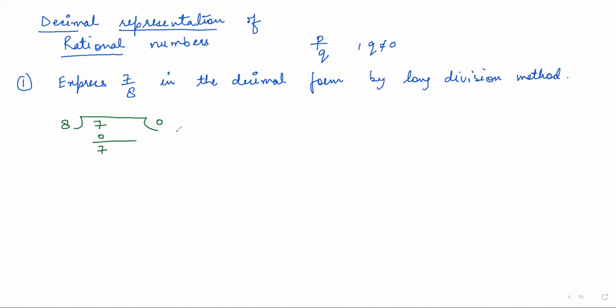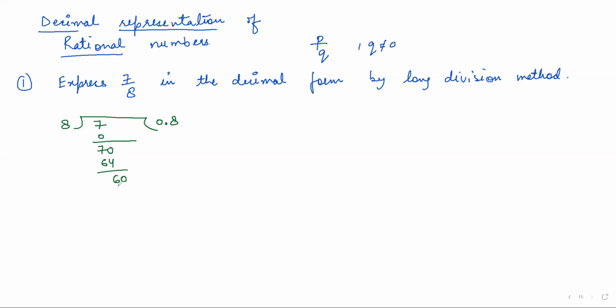So, okay, 7. Now put a decimal point and then put a 0. So 8 into 8 is 64 that I can use here. 8 into 8 is 64. So 10 minus 4 is 6. Now because I've already put a decimal, I can directly put a 0. No need of a second decimal now.